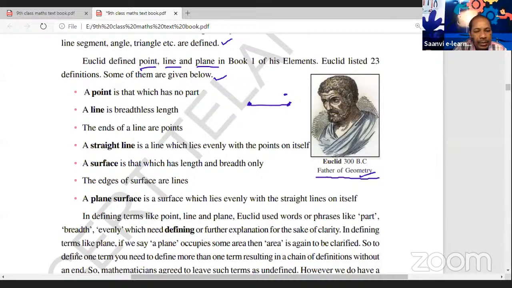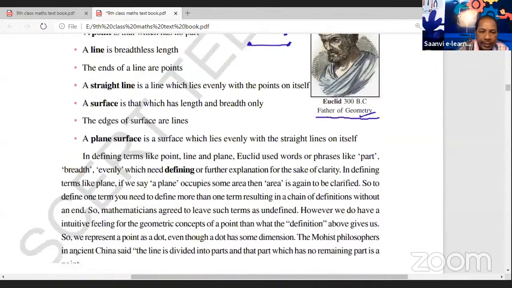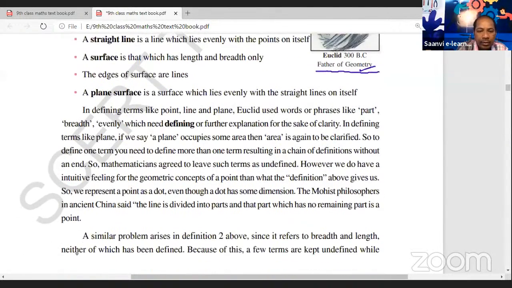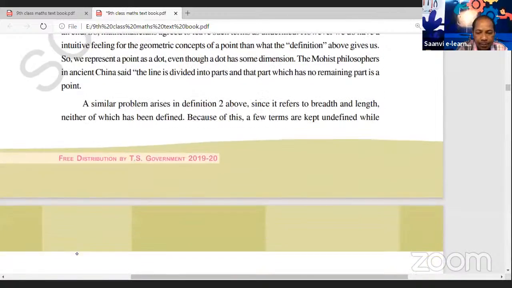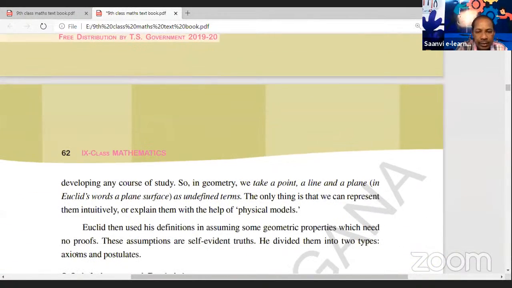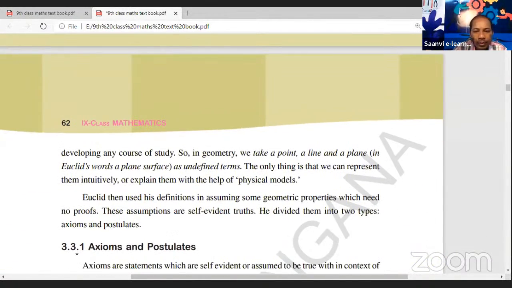The edges of a surface are lines. Already we have discussed this. So like this, the point, line, and plane. Euclid has given some definitions, but according to Euclid, these are all undefined terms. So what are the undefined terms? The undefined terms are point, line, and plane.